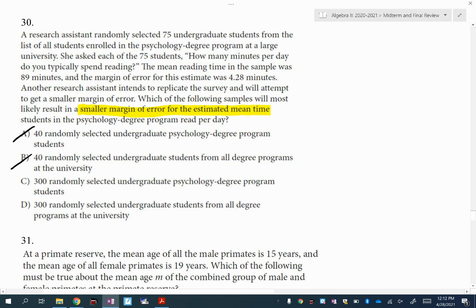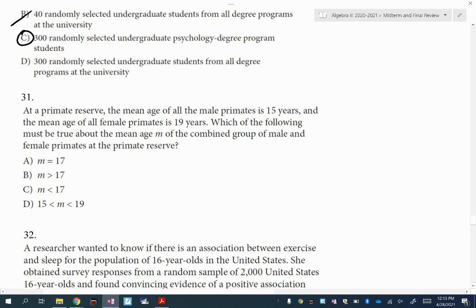So 40 is not bigger than 75. 300 sounds good. That's larger. But you want to do everything the same. When they did this originally, they took students from the psych program. So I don't want to all of a sudden start doing 300 students from all degree programs. I want to keep with the same thing they did in the original, which is select 300 students from the psych degree program. Again, that's a really challenging concept, but ultimately the main takeaway is to reduce the margin of error, you must increase the sample size.